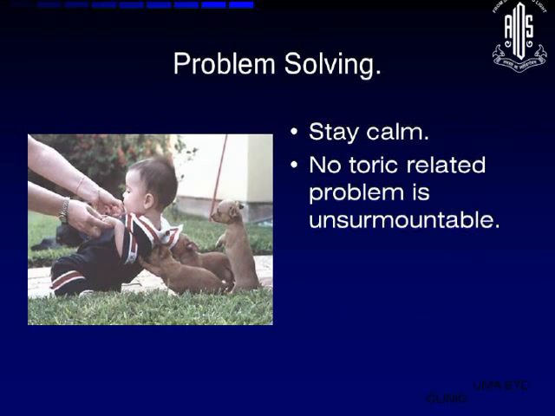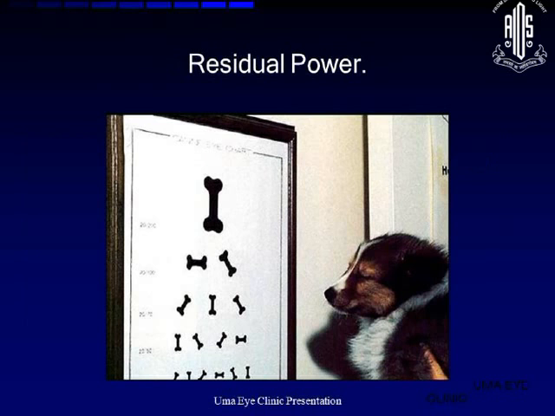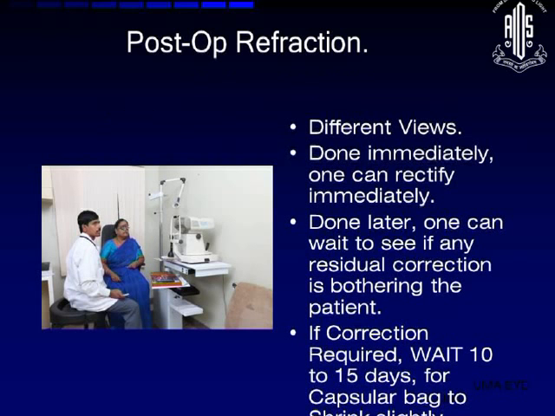Problem solving. Stay calm. No toric-related problem is insurmountable, and you can check the residual power. In our clinic we do it in the same setting. That is, the patient comes down from the theatre to have his visual acuity checked. Most likely there isn't an issue, so we just leave them at that. Some people choose to check their vision later, and if you need to wait, you need to wait for the edema to shrink a bit. A week to 2 weeks would be ideal before you try any maneuver at all.